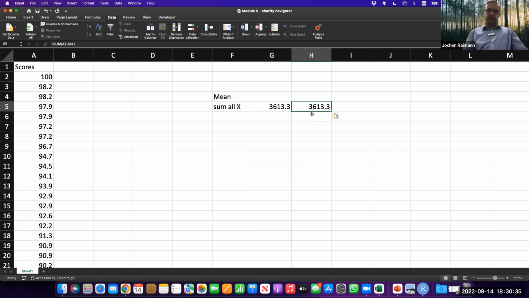This is the sum first. We're just calculating the sum. What's the first step? So sum A2 to A41.